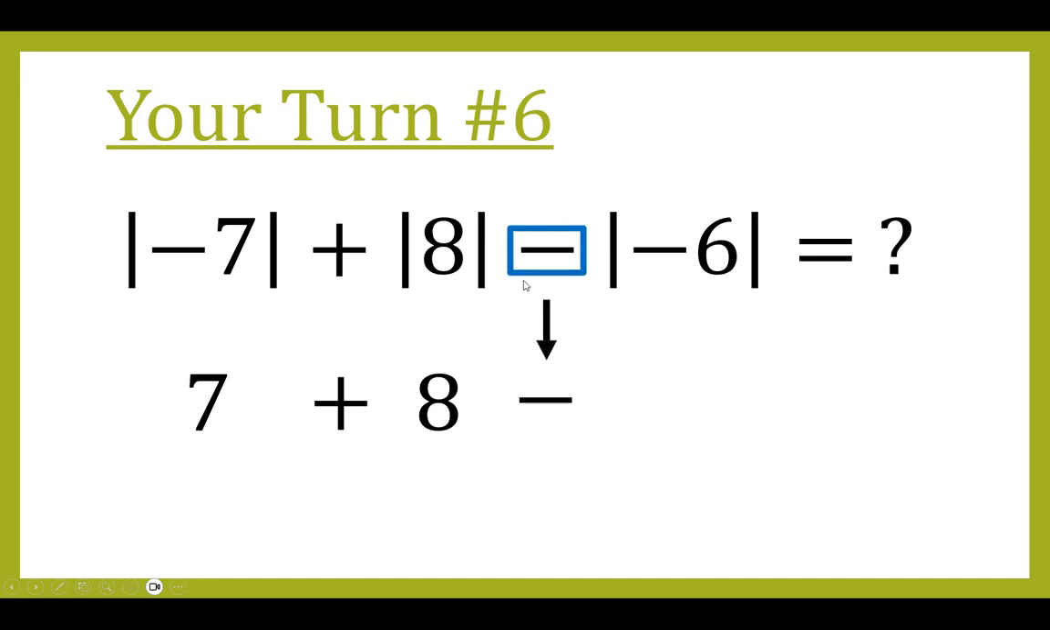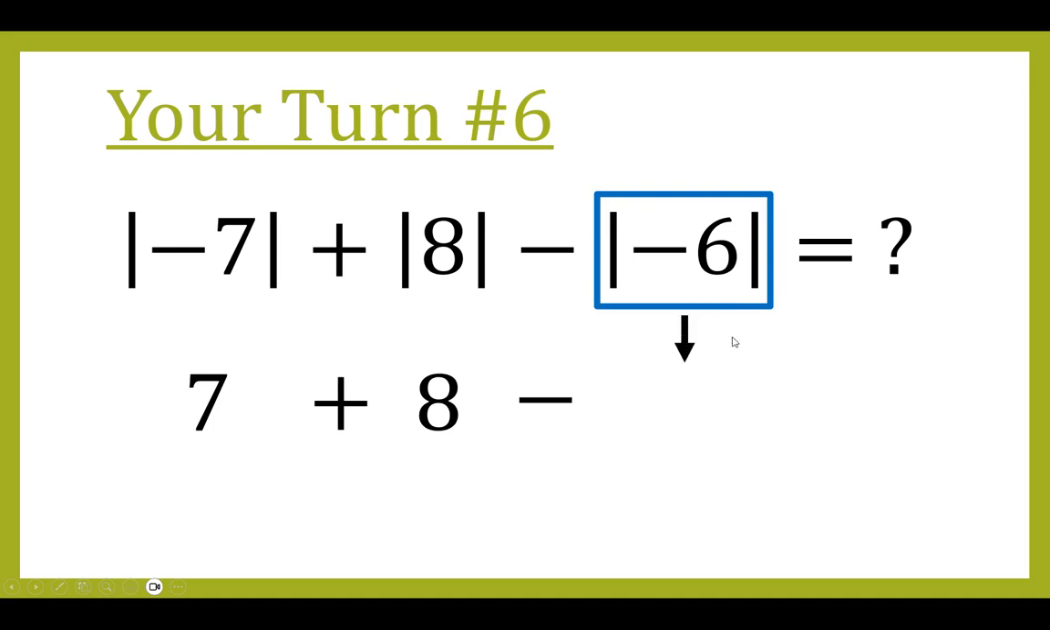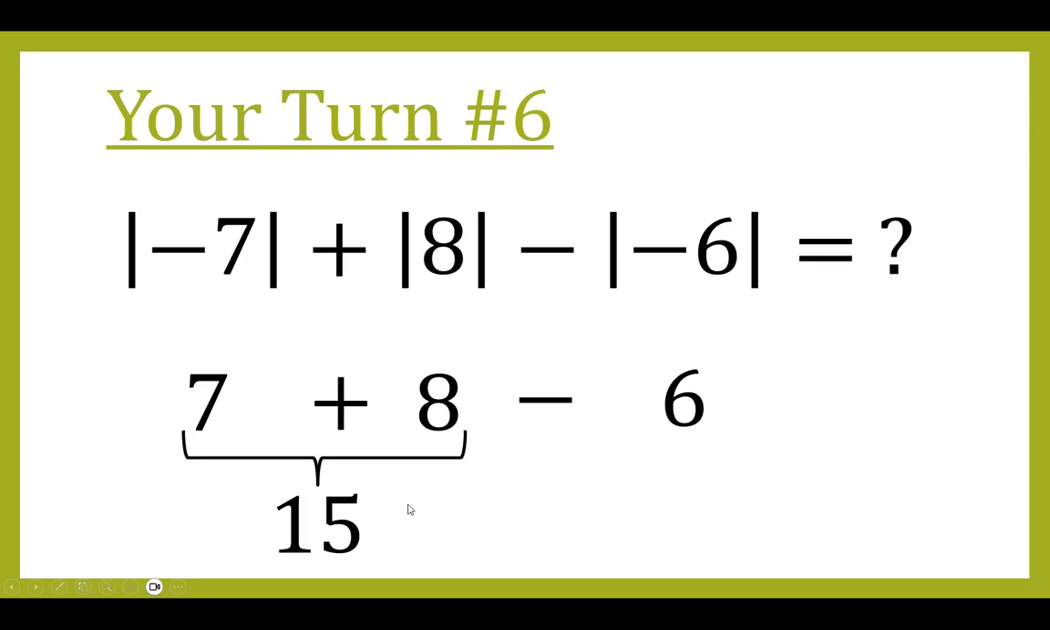Okay. Bring down my minus, I'm sorry, I said negative, but my minus. And then I'm going to look at the absolute value of -6. -6 and 0 on the number line gives me a distance of 6. Okay, I'm going to simplify this expression. 7 plus 8. I'm going to add that together and I get a sum of 15. I'm going to bring down my minus, and then I'm going to bring down this 6. And when I bring that down, I am now going to simplify 15 minus 6, and that will give me 9. So my answer is 9.